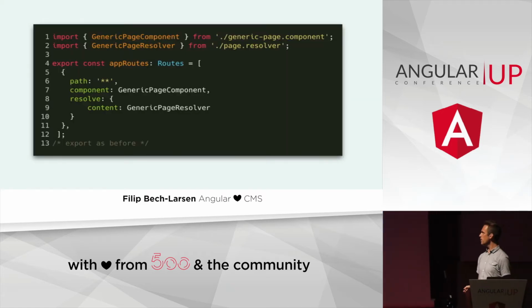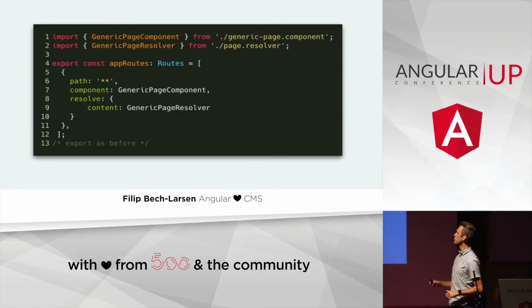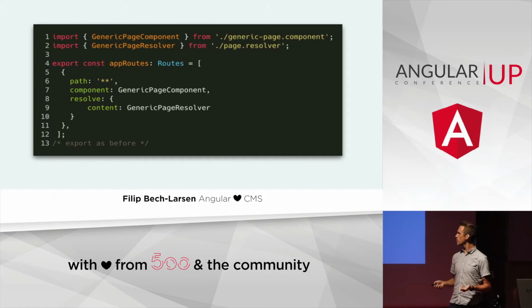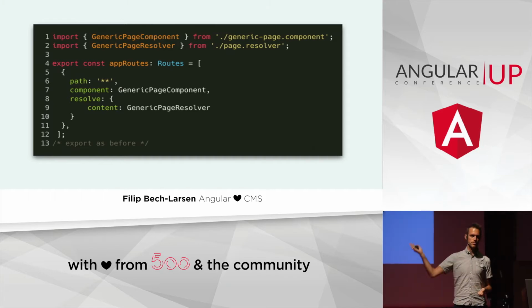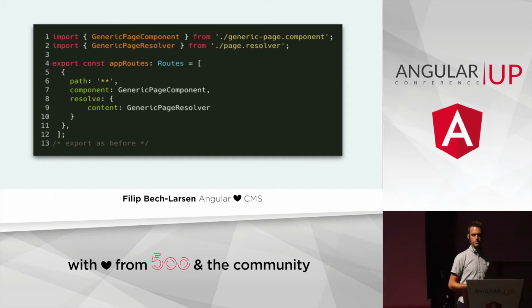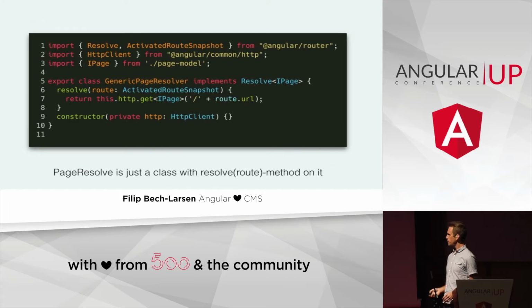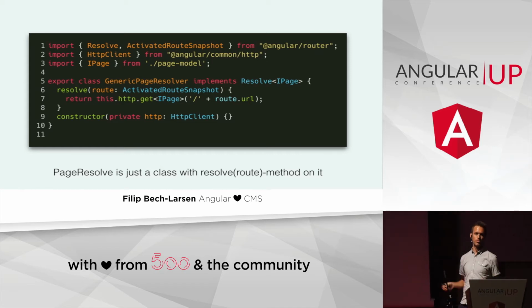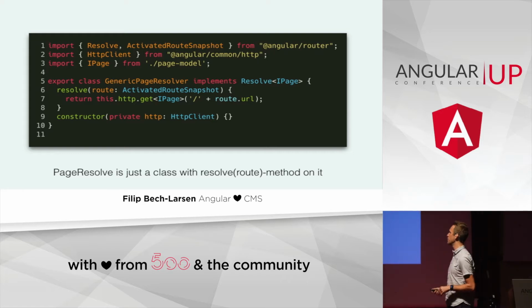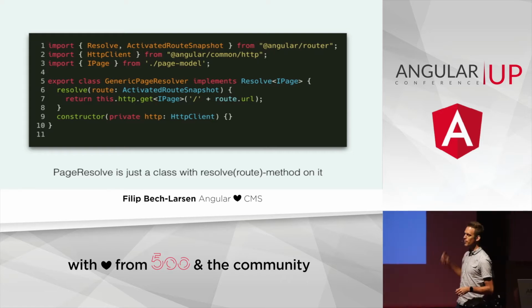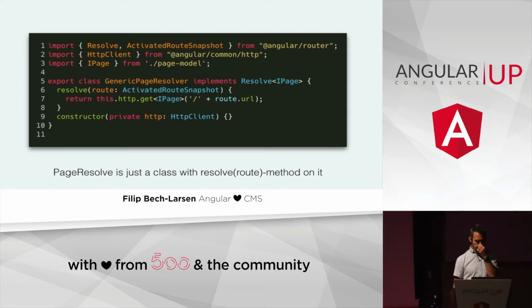We'll get the data in a resolve. So on routes, we can define that whenever this route resolves, we should get the content from this resolver. A resolver is just a class that has a resolve method on it, and here I'm just putting the call straight out to the server. You could probably put some caching in here so we don't hit the server every time if we're at the same URL, but for the sake of simplicity, this is a pretty simple setup to imagine.